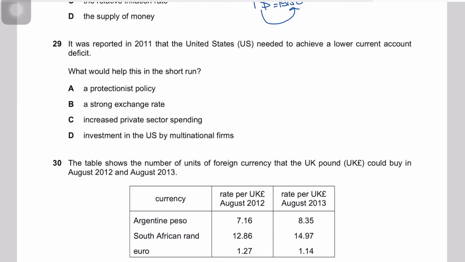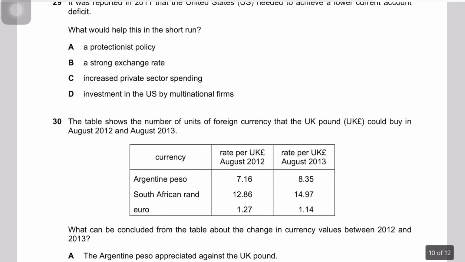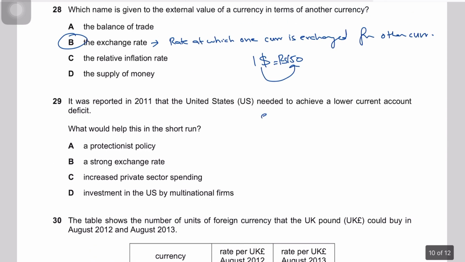So basically you're trying to reduce your deficit, so that could be achieved by actually improving your exports and actually reducing your imports. So export revenues should actually rise and import expenditures should actually fall. So definitely a protectionist policy would help achieve this in the short run.